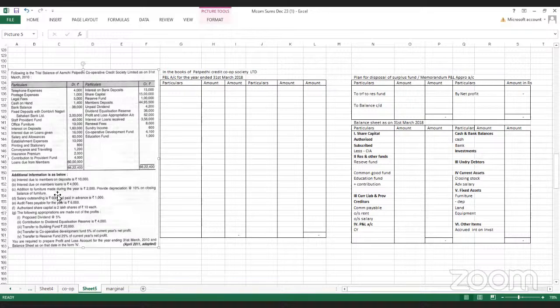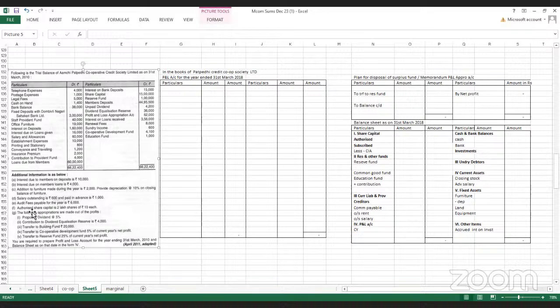Then addition to furniture made during the year rupees 2000. Provide depreciation 10% on closing balance. So we have to tick mark or keep a line for depreciation on office furniture. Next is salary outstanding. We'll tick mark salary. It has two tick marks because outstanding as well as advance is given, so we have to leave two lines. After that, audit fees payable. If audit fees is there in trial balance, we need to leave one line for this.